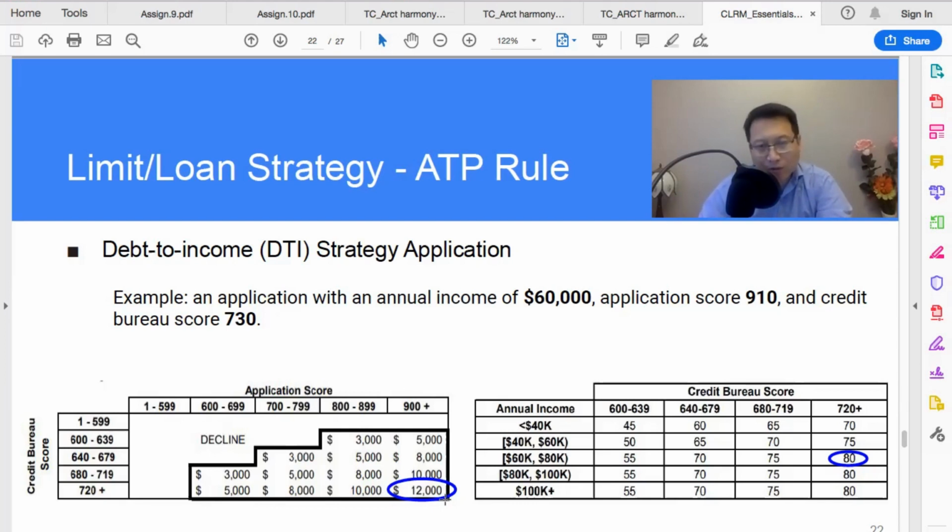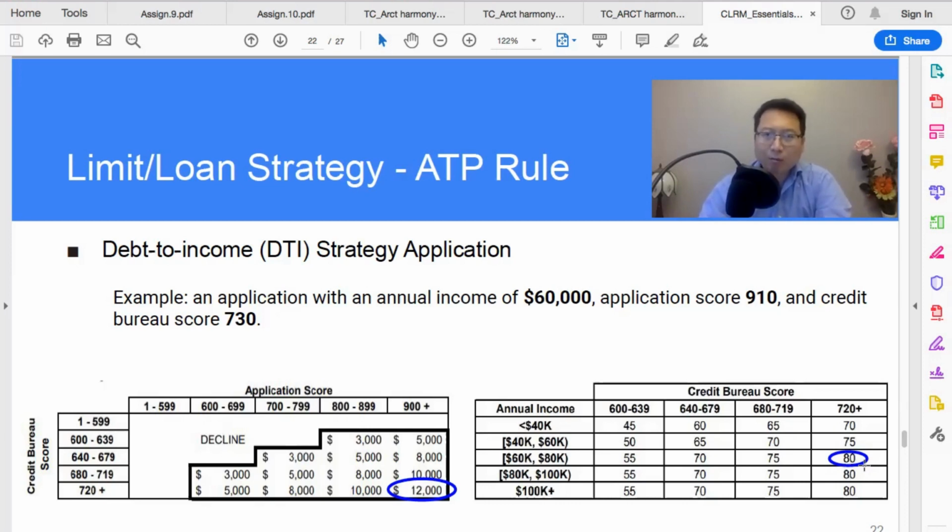However, we still have to go through the ability to pay assessment, right? So then we look at the table on the right. This is a table we just looked at in the previous slide. Okay, the customer's income is 60,000, so it's the third row. Credit behavior score is above 720. That's the last column, right? So here, okay, so the maximum DTI for this application or this consumer is 80%.